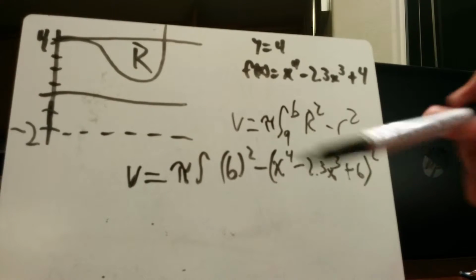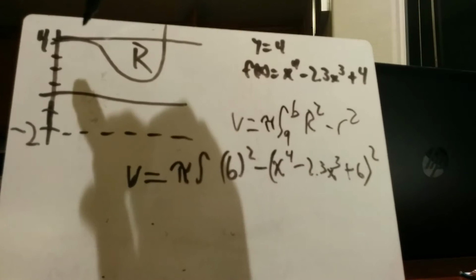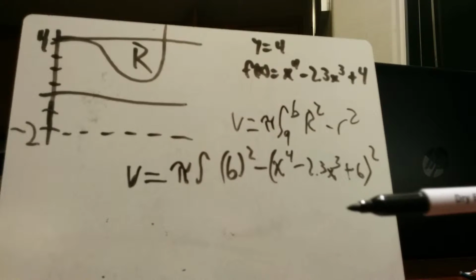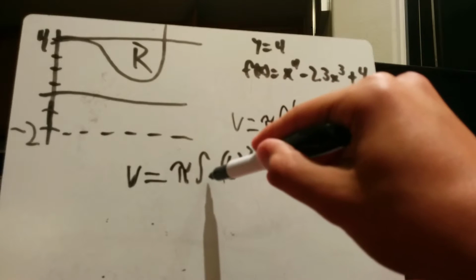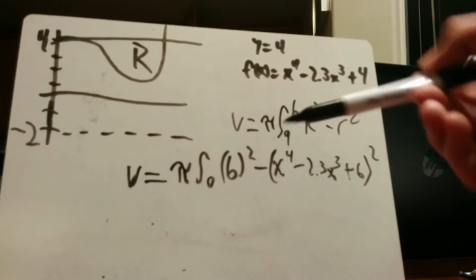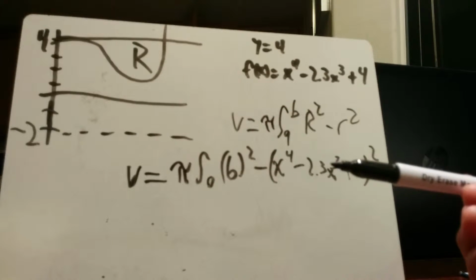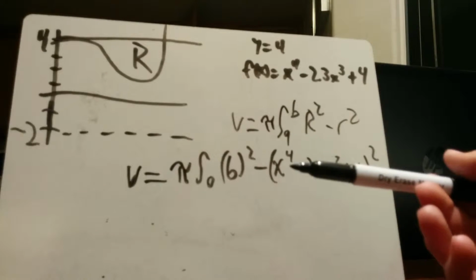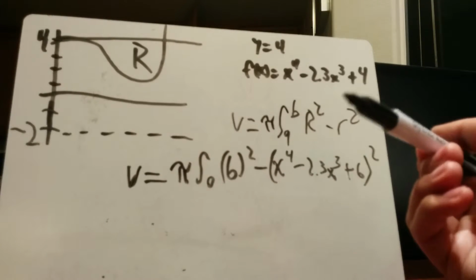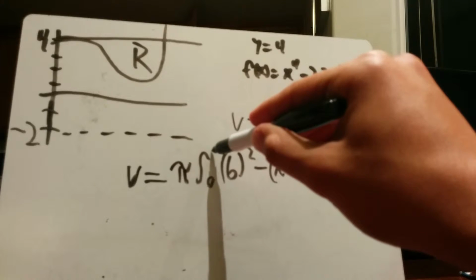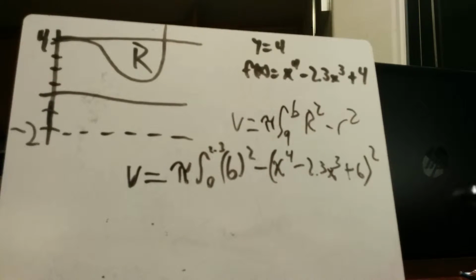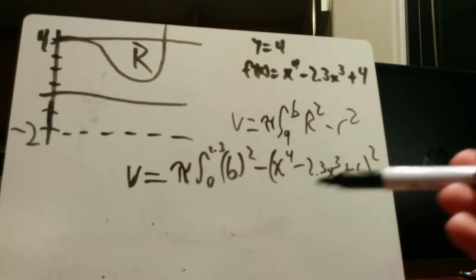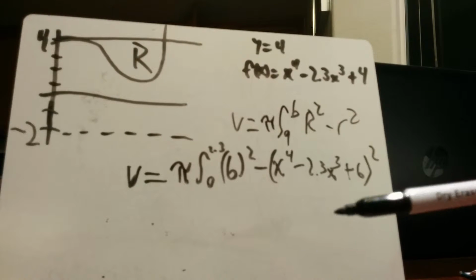Now, they did not give us the intersection points on R, so we go to our calculator and we can figure that out quickly. The first intersection point is 0. And then we go to our calculator, and our second intersection point is going to be 2.3, x equals 2.3. Then you can put that into your calculator, and we see what we get.